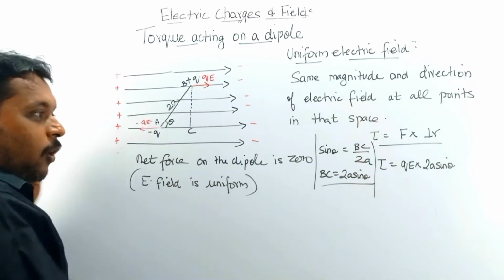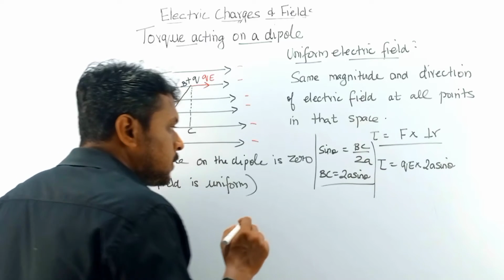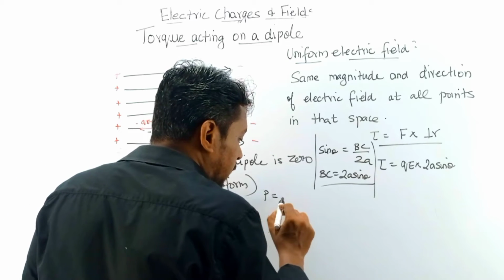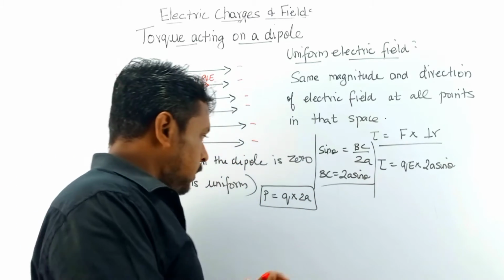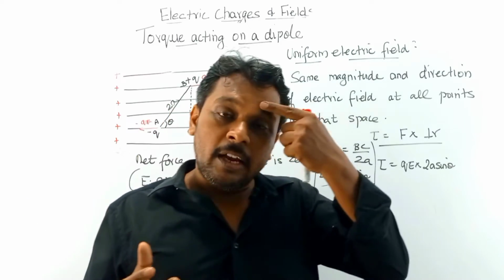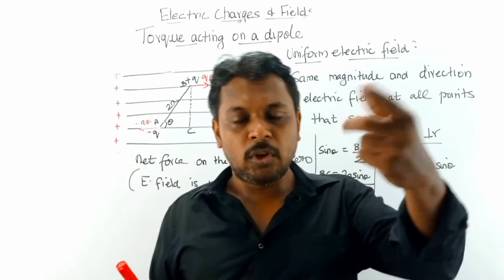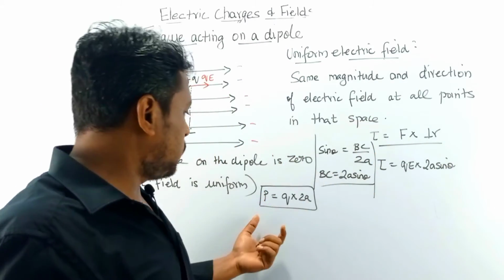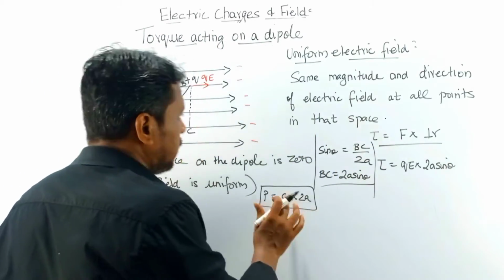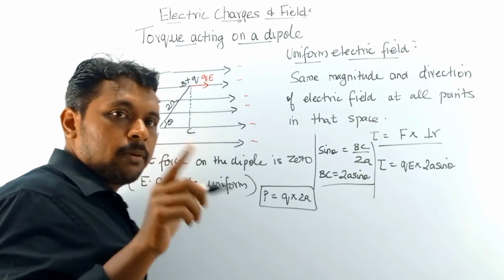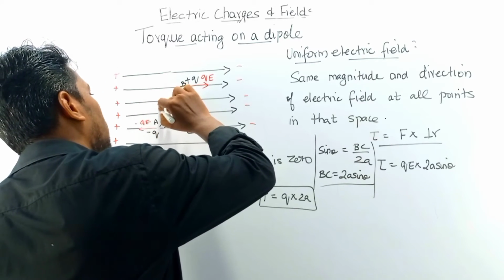In earlier lectures we discussed the dipole moment, denoted by the symbol p. You know that p is charge into 2a. If you don't know about this, we discussed it in the introduction of the electric dipole, and the link to that video is given in the description box. If you watch that video, it will be very easy for you to understand. So p is equal to q into 2a, the dipole moment. The dipole moment acts from minus q to plus q, so this is the direction of the dipole moment.